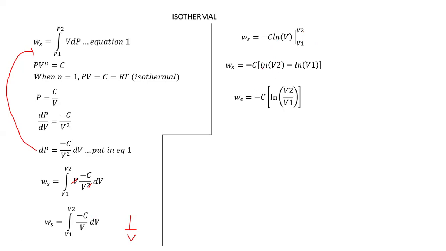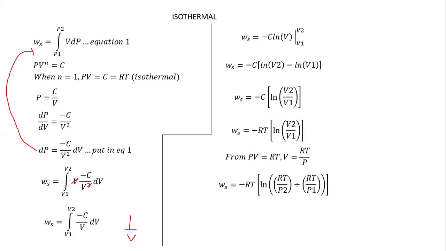Then remember we are dealing with natural logs. ln something minus ln another thing is just going to be ln of the ratio of the two things. So if I have ln A minus ln B, it's the same as ln A over B. And we said our C is equal to our RT. We also know that from PV is equal to RT, right? We can say that V is equal to RT over P.